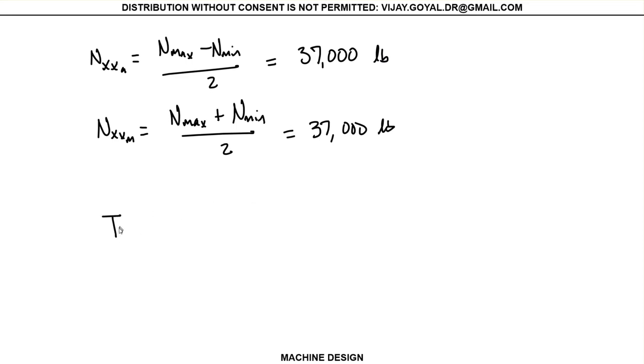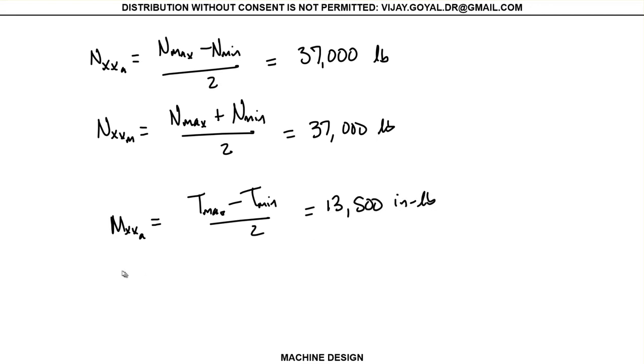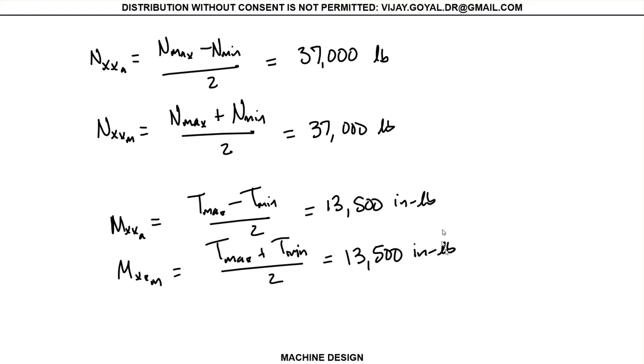Then for my torque, what we call MXX alternate, will be T max minus T minimum divided by 2, and that gives you a value of 13,500 inch-pounds. MXX mean is the addition of these two loads divided by 2, and it also just happens to be in this problem that I get the same value. Again, it doesn't necessarily have to be like that.